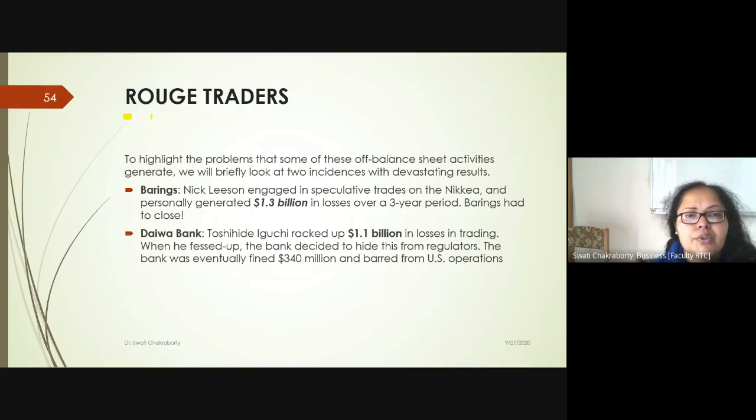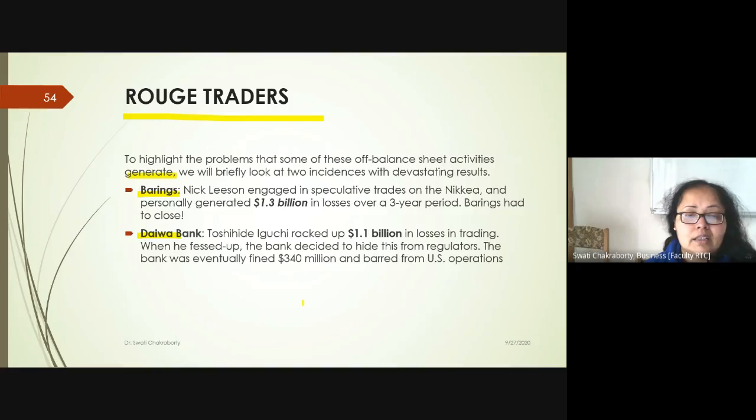Okay. Rogue traders. Now, to highlight the problems that some of these off-balance activities generate, like what we said, these are two devastating incidents that have happened. One was at Barings, where Nick Leeson engaged in speculative trades on the Nikkei, and generated 1.3 billion in losses over a 3-year period, which led to the closure of Barings.